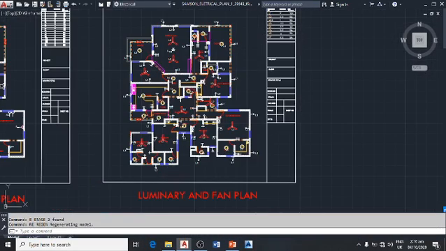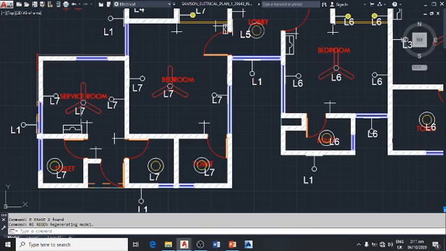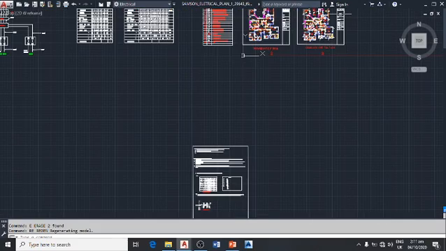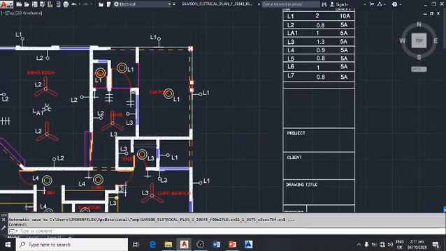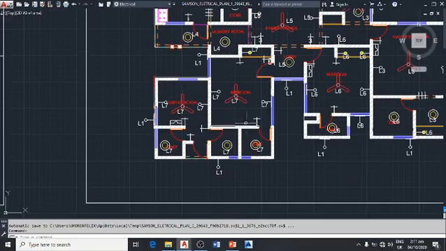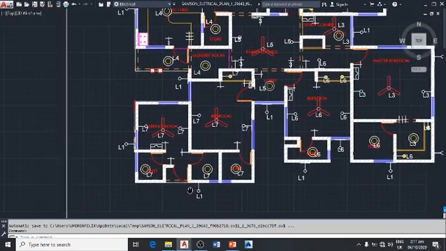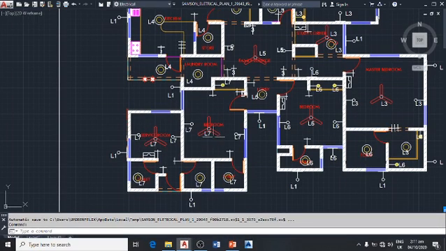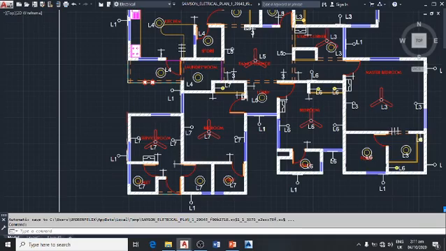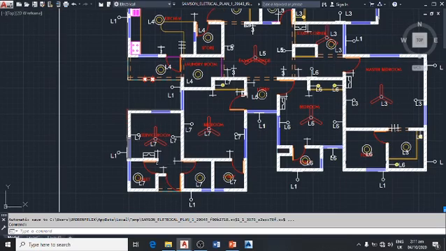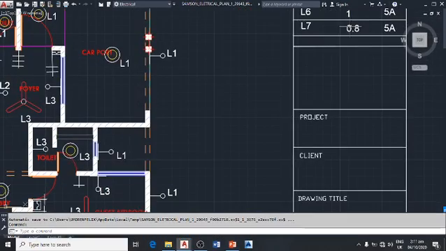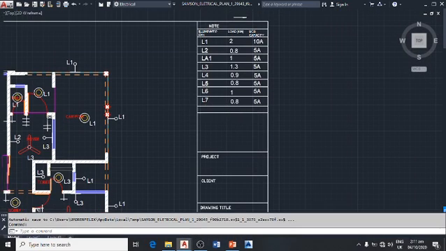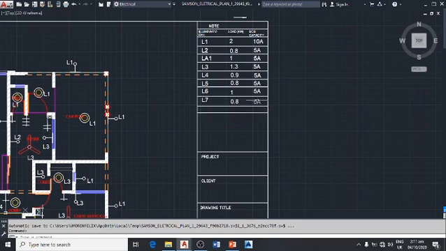For the L7, we have part of the service room and the bedroom. The L7 has about 8 points. So you calculate the 8 points. We have 1, 2, 3, 4, 5, 6, 7, 8, 9. We have 1 point here. So they have a total of 800 watts. Now having 800 watts, it is also connected to a 5 ampere MCB.